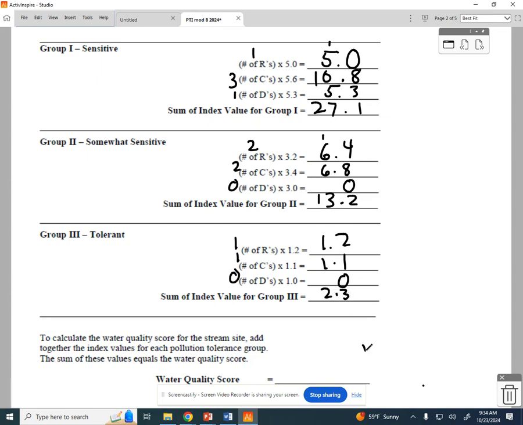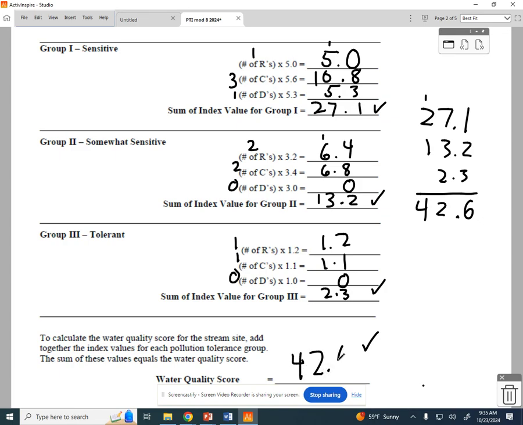To get this number down here, we add up these 3 sum of index value numbers. We get 27.1 from group 1, 13.2 from group 2, 2.3 from the third group. We'll just add these together, and we get 42.6. So I'm going to enter this down here. Now that number really has no context. So on this sheet down below, we'll get some ranges here.